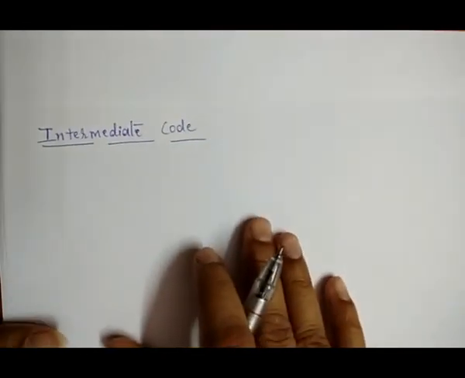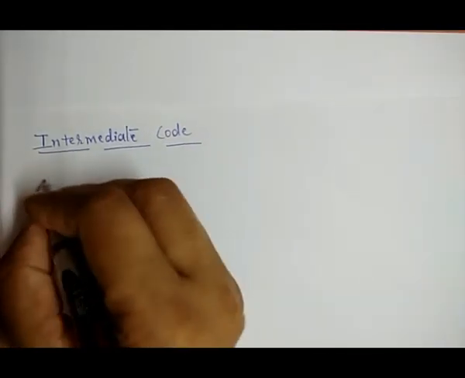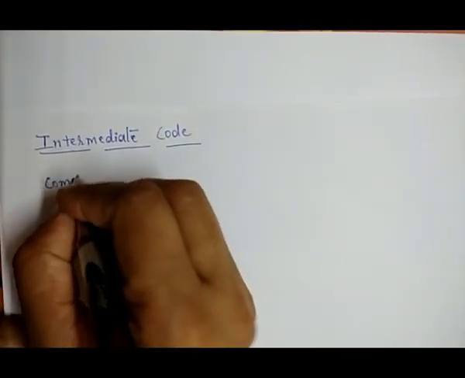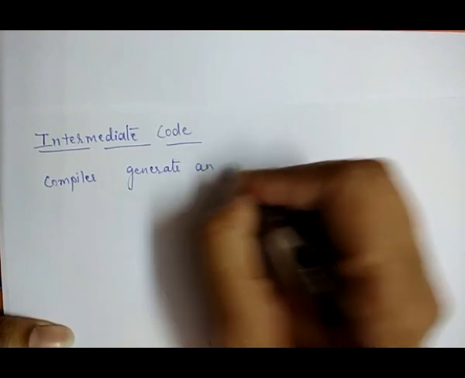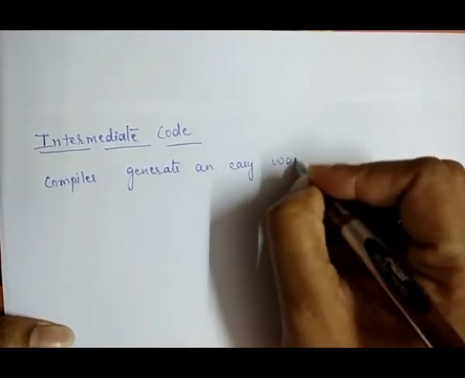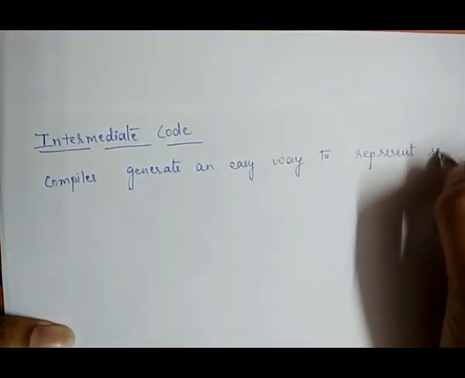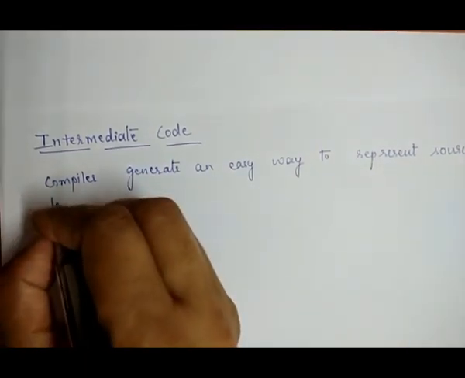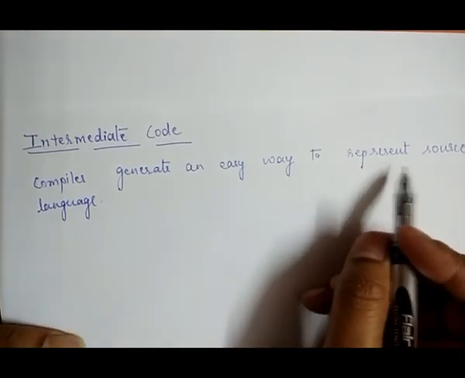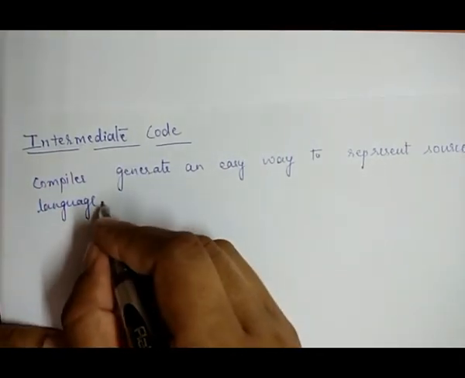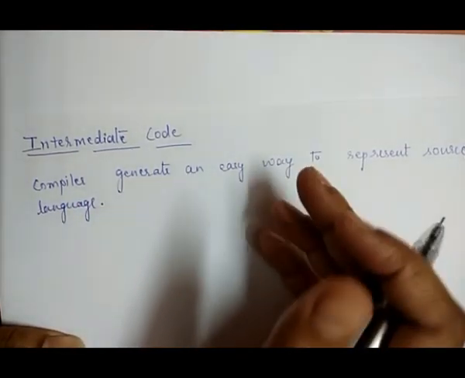Hello friends, now we discuss the next phase of the compiler, that is the intermediate code. In this, the compiler generates an easy way to represent the source language, and the representation which converts this source language is called an intermediate code. The generation of an intermediate code leads to an efficient code generation.